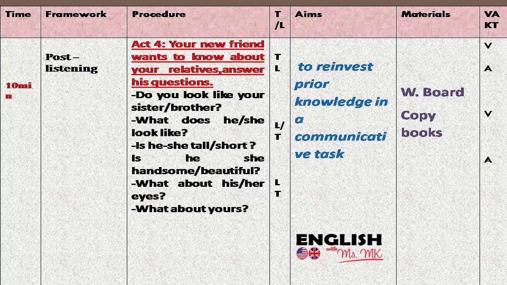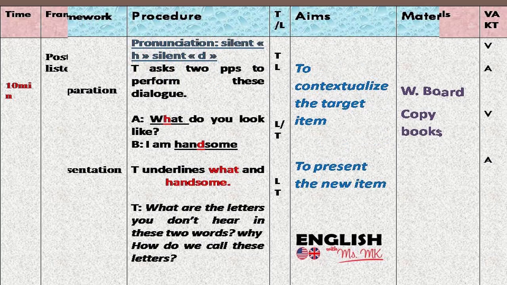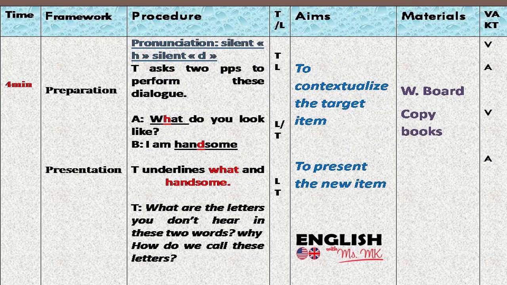And you may notice too that in this dialogue we have words containing silent H and silent D. So I'm going to move smoothly to the pronunciation phase. I'm going to ask my pupils to perform these two sentences, question, answer. What do you look like? I'm handsome. So here you're going to highlight what and handsome.